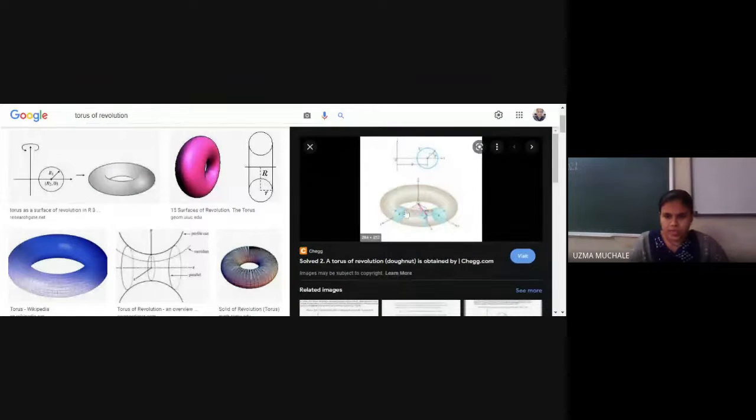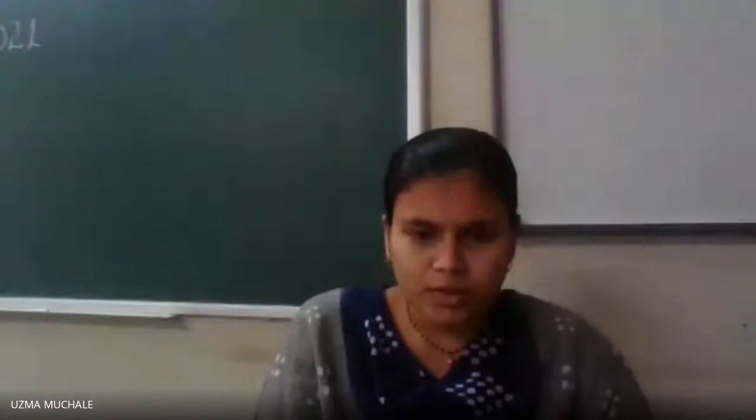So you can see the different positions of your circle as it is revolving about the z axis. If it is revolving about the z axis, it has different positions. And whatever object we are getting is called a torus of revolution. I hope you understood how to find the torus of revolution.